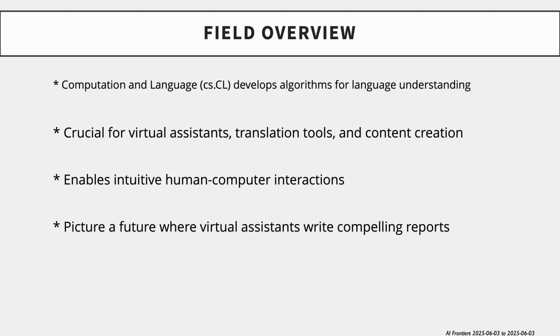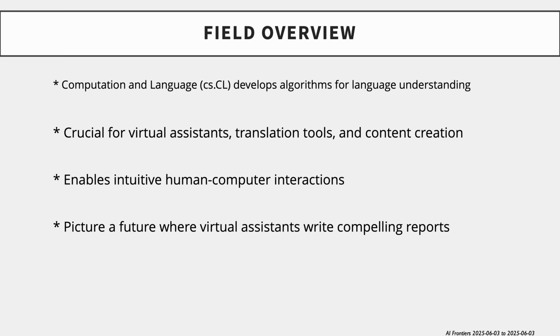Computation and Language, or cs.CL, is all about developing algorithms and models that can understand, interpret, and generate human language. Think of it as teaching a computer to speak, listen, and write as humans do. This field is crucial for applications like virtual assistants, language translation tools, and automated content creation.